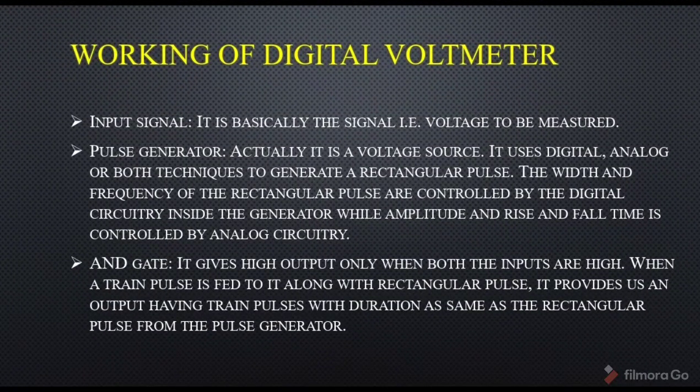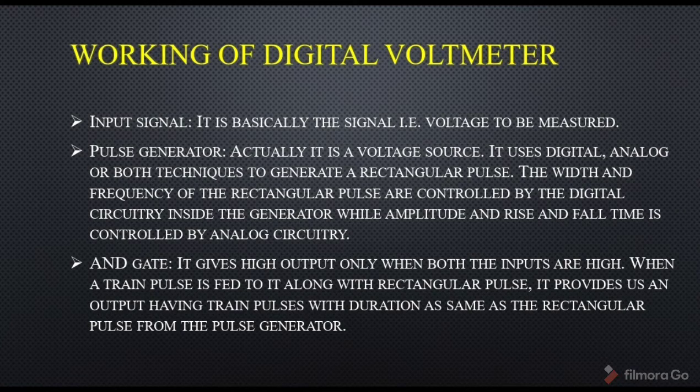Working of digital voltmeter. The input signal is basically the voltage to be measured. The pulse generator is a voltage source. To generate a rectangular pulse, it uses digital, analog or both techniques. The width and frequency of the rectangular pulse are controlled by the digital circuitry inside the generator, while amplitude and rise and fall time are controlled by analog circuitry.